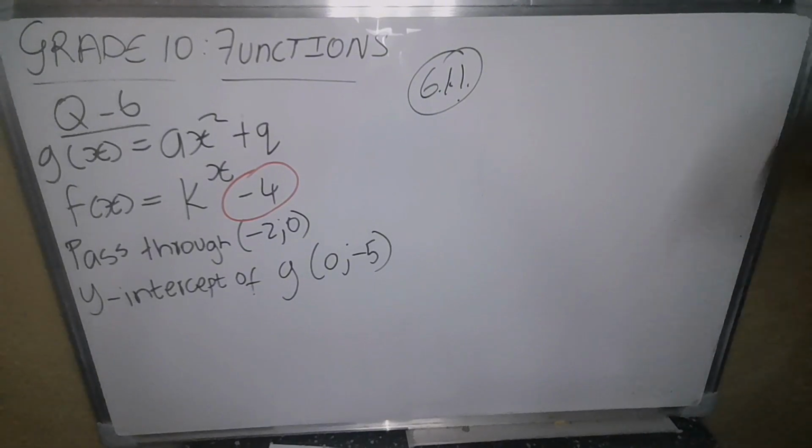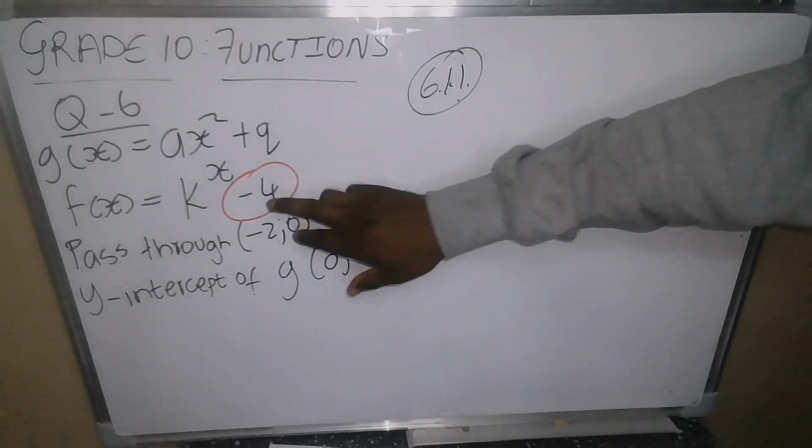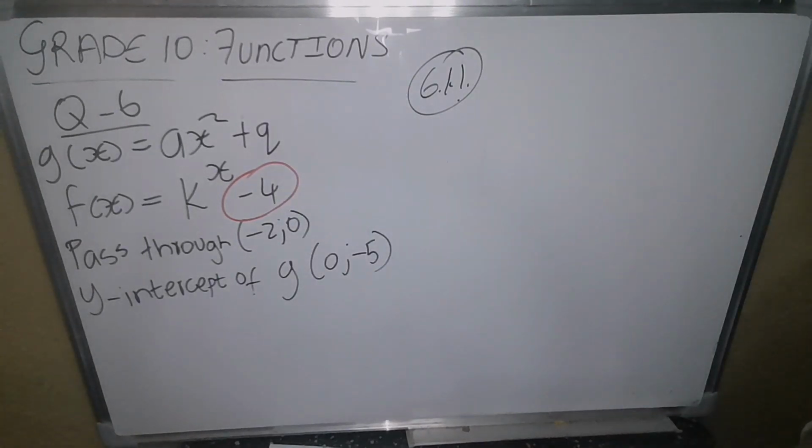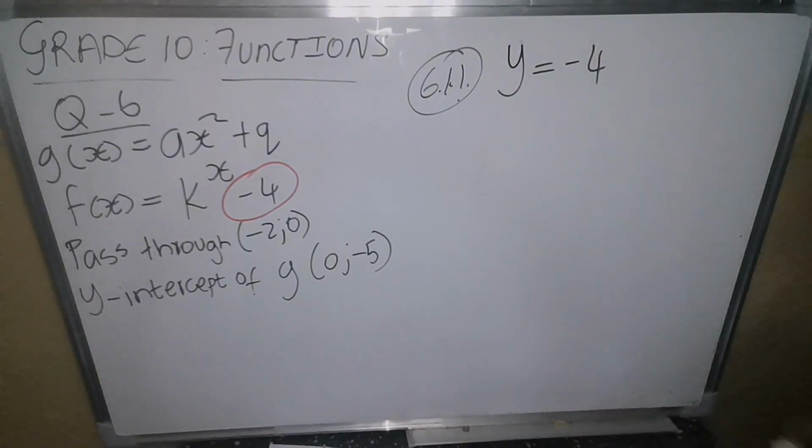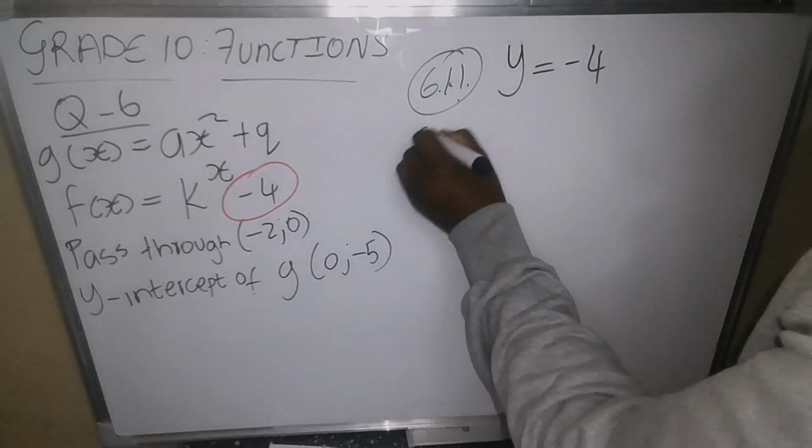Now the question says write down the equation of the asymptote of f. What is the asymptote of f? It is the last value, which is negative 4. Therefore, just write y = −4. This is the asymptote of the exponential graph. Thank you, guys. I hope you are clear on that one.